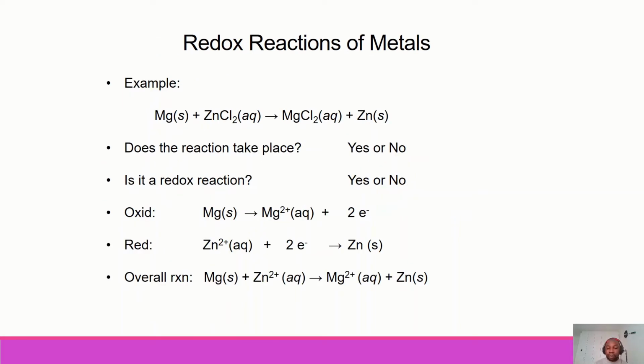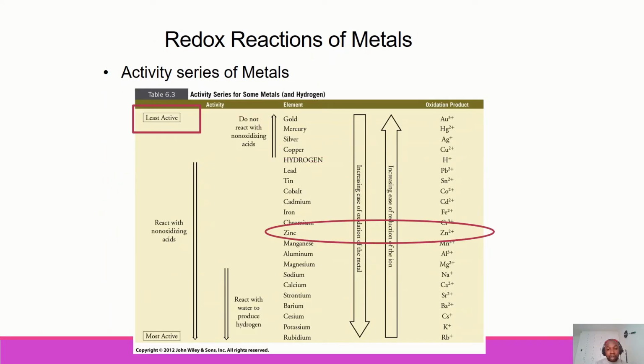So for example, does the reaction take place? The answer is yes. Is it a redox reaction? The answer is also yes, because if you check the table that I showed you earlier, you can see that magnesium is higher than zinc when it comes to how easily it is oxidized.